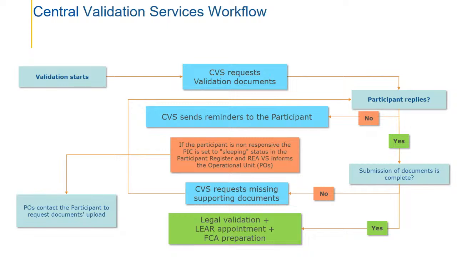So on the top, where the validation starts, this is the moment where the Central Validation Service receives a request to validate your entity. Then this triggers the process, and you receive a message requesting specific documents that you need to upload. If, let's say, you first follow the green path and you reply to our message and then submit the requested documents, we finalize the process by validating your entity, appointing a lawyer, and preparing the financial capacity assessment.